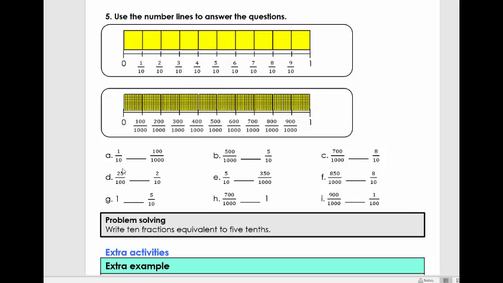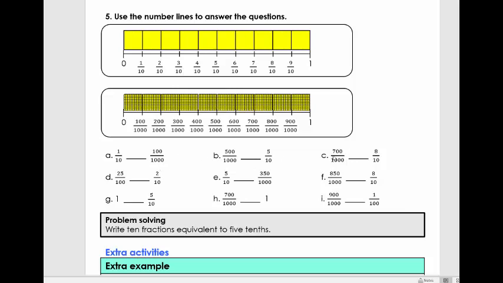Well done. So we're going to look at A. So here what we have is 1/10 and we got then 100 thousandths. So we're going to ask ourselves, is it bigger, smaller, or equal to? In this case, if we compare the number lines, we look at the diagrams, we see this is equal. Let's go and look at number B. So B, we got 500 thousandths and we got 5/10. We see it is equal.